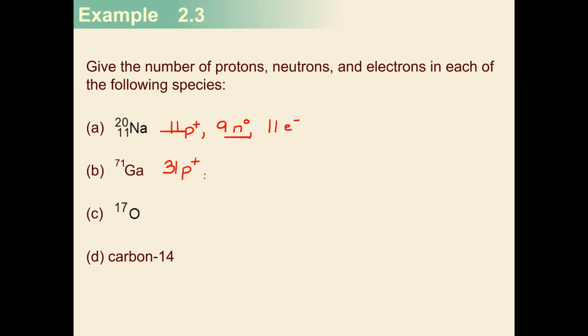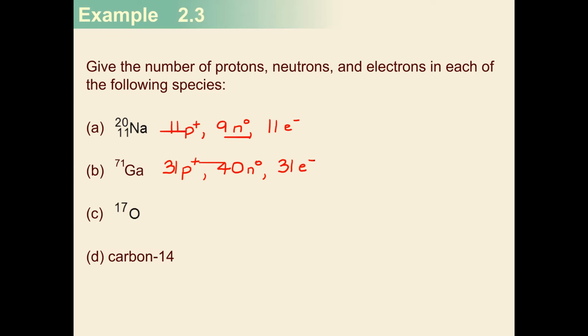Now if I go and take the mass number and subtract my 31 protons, I should end up with 40 neutrons. Seeing I have a neutral element, I am going to have 31 electrons to balance my 31 protons.